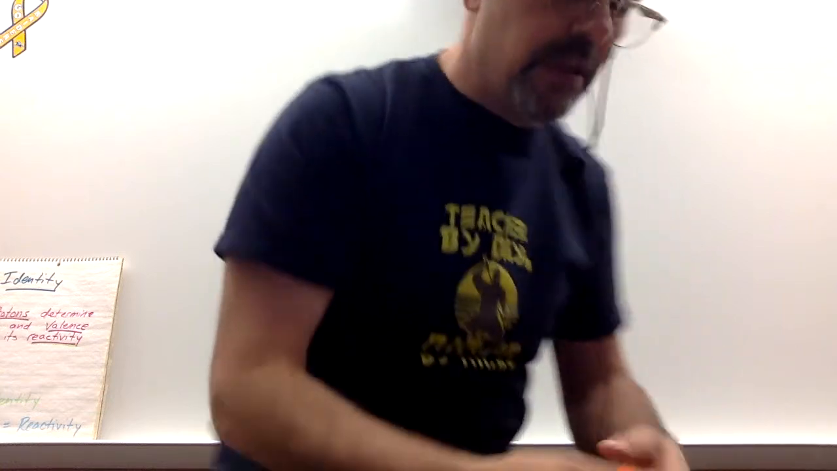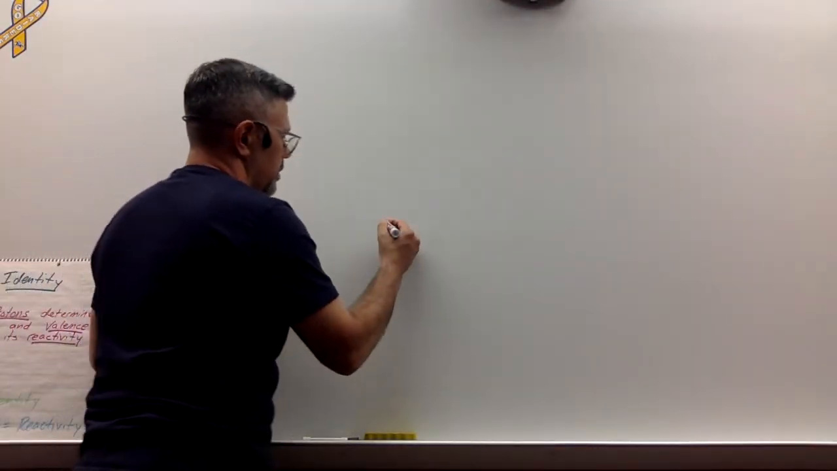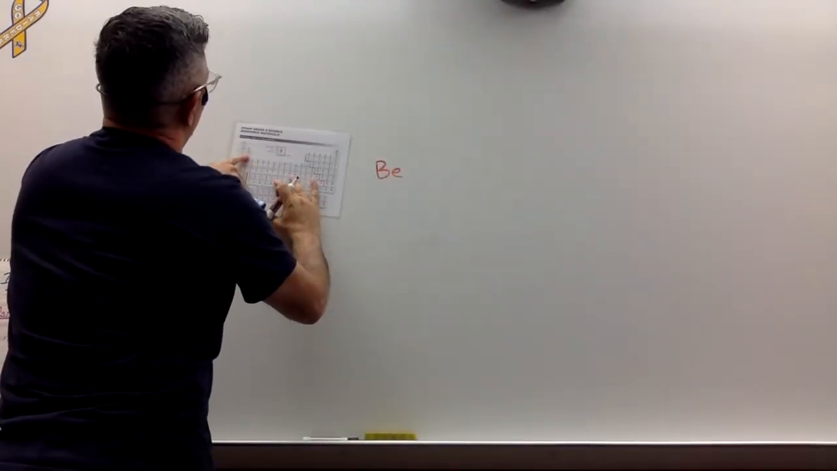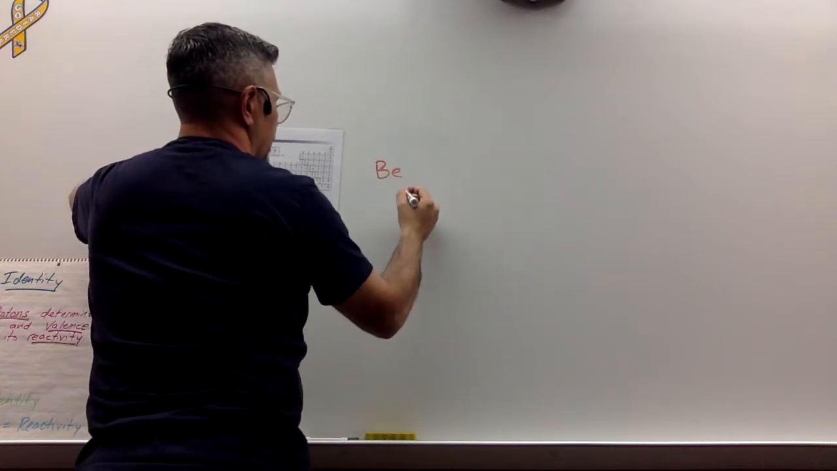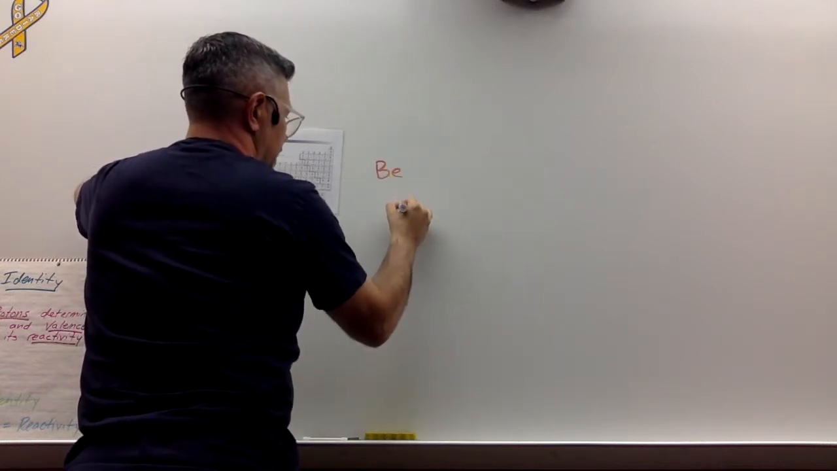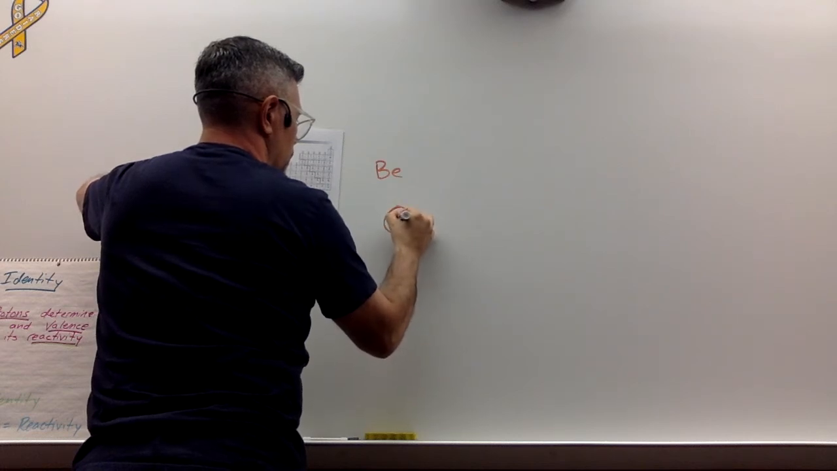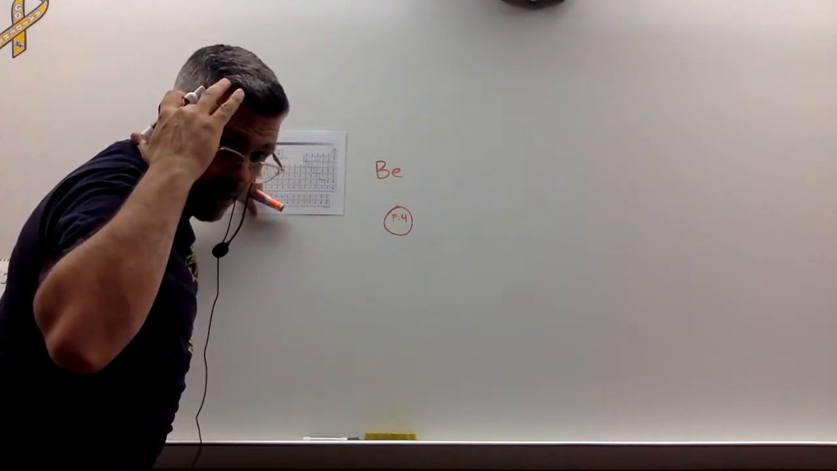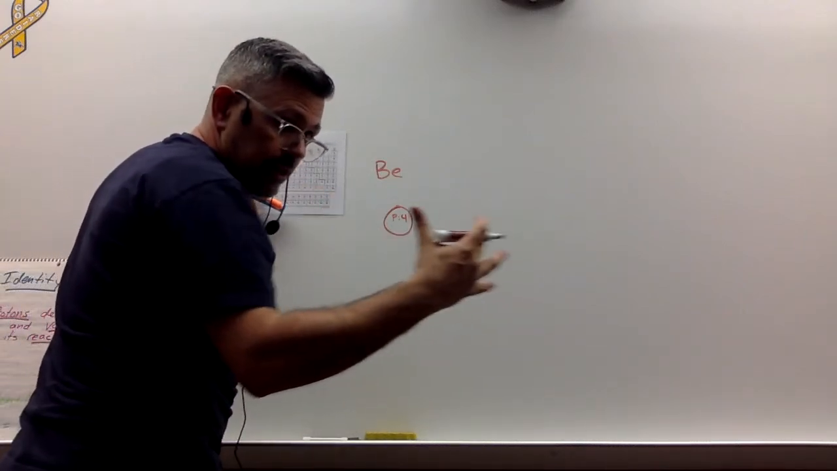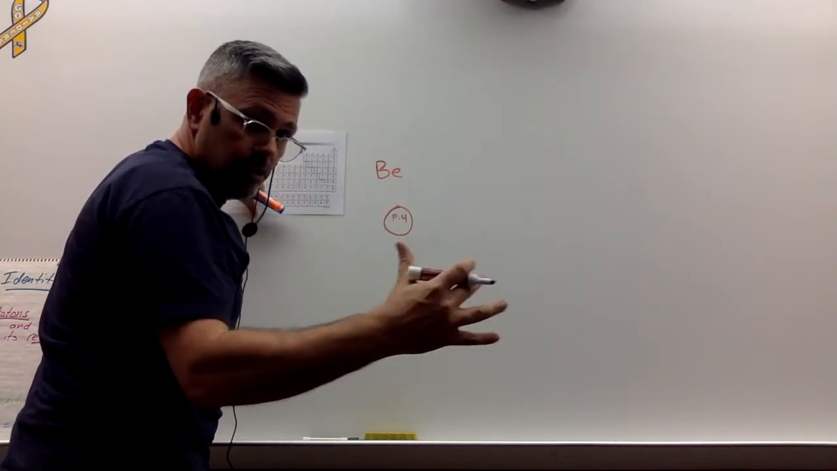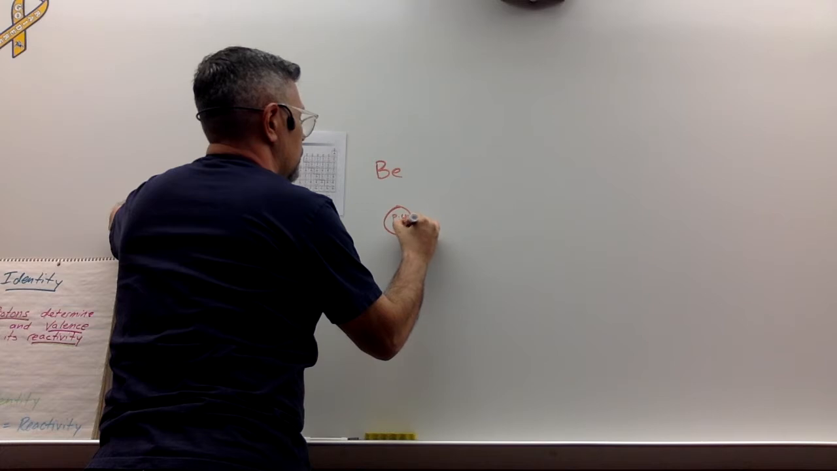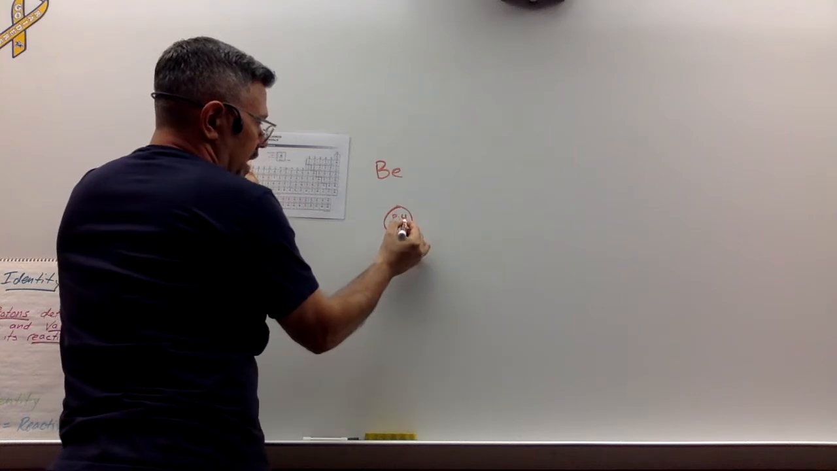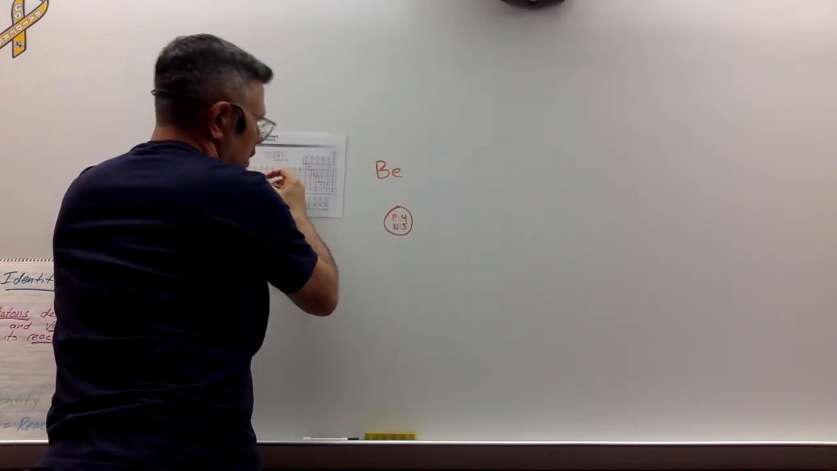So let's take a look. I'll draw beryllium. Beryllium, Be. Beryllium is number 4 on the periodic table. So we know that it has 4 protons. But its mass is 9. So let's do math in our head. Mass minus atomic number, 9 minus 4 gives us our neutrons, which is 5. Okay? And now, we know for atoms that if it has 4 protons, it has 4 electrons.